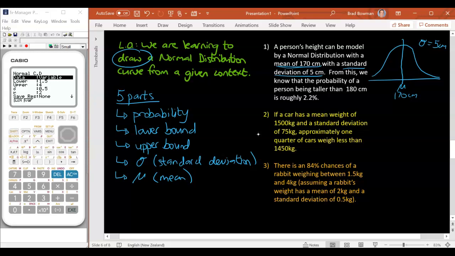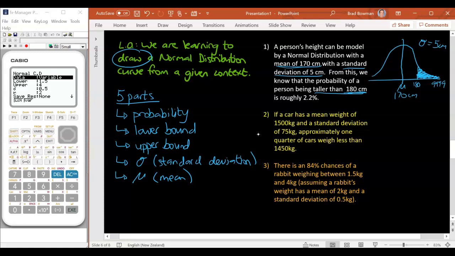From this, we know that the probability of a person being taller than 180 is roughly 2.2%. So we're going to draw here, and we're going to write 180. That's the bound given to us by the question. It says taller, so we're looking for anything more than that. So I'm going to shade in the area that relates to anything more than 180. The issue is the upper bound normally sits at the end, but technically this curve goes on forever. So when you're dealing with the end, I want you to write 9999. And that there would be our upper bound.